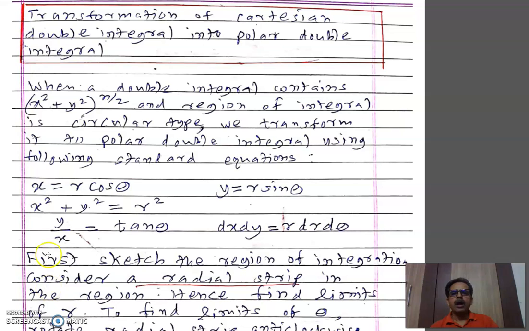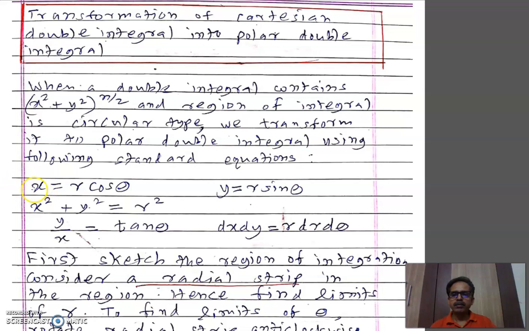Today we'll see how to transform double integration into a polar double integration. That is, transformation of Cartesian double integral into polar double integral. We need this process when a double integral contains (x square plus y square) raised to n by 2 and the region of integration is circular type. In that case, we transform the double integral into polar double integral by using standard equations.